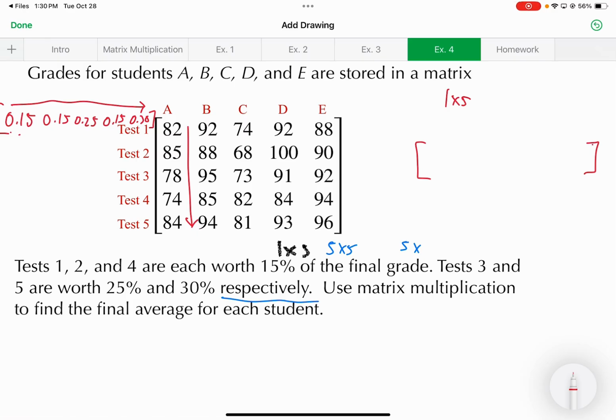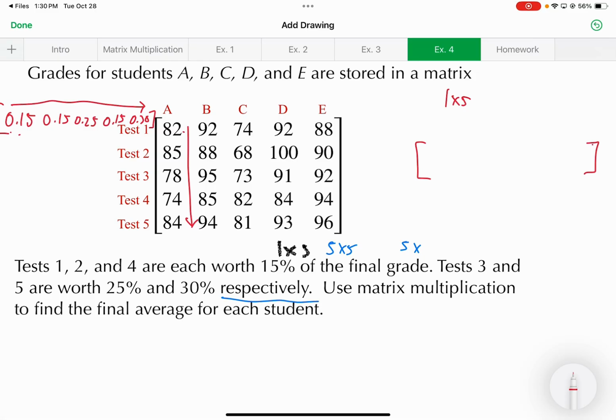All right, so we've got to do 0.15 times 82 plus 0.15 times 85 plus 0.25 times 78 plus 0.15 times 74 plus 0.3 times 84. Okay, I got about 80.85.